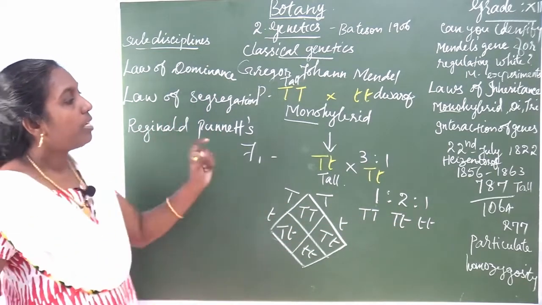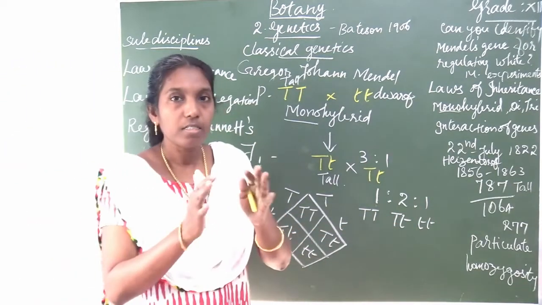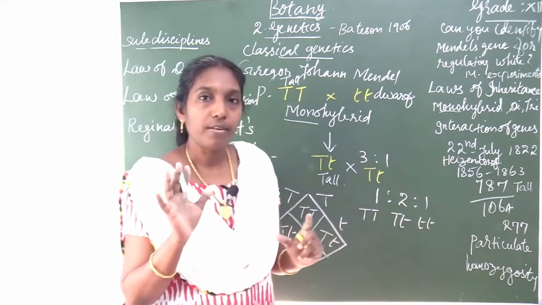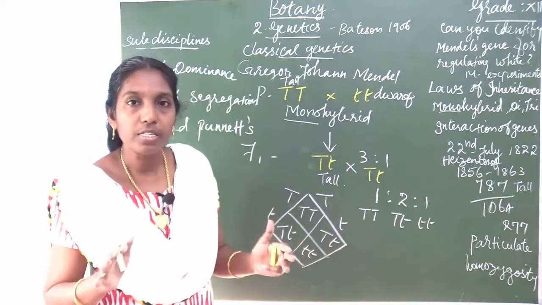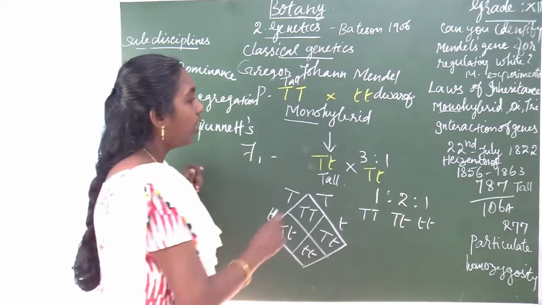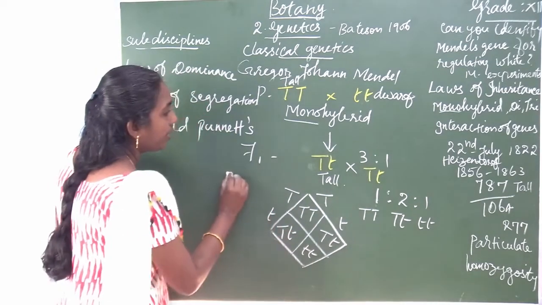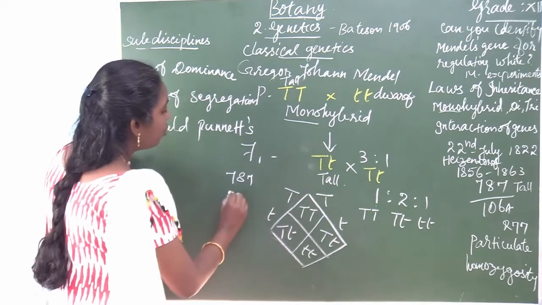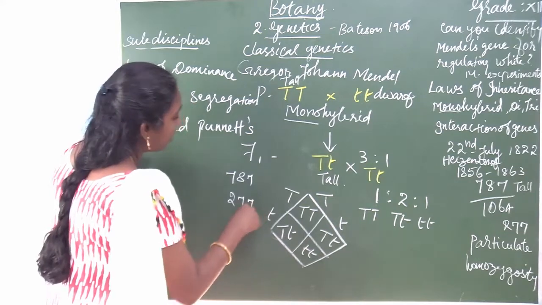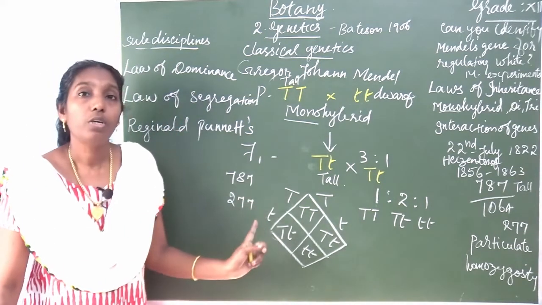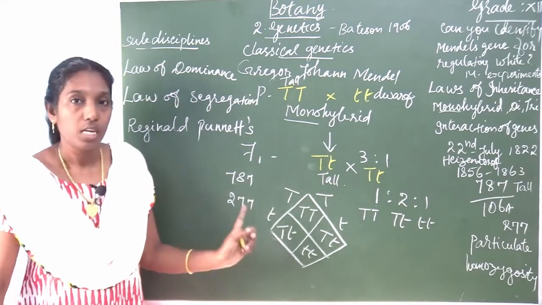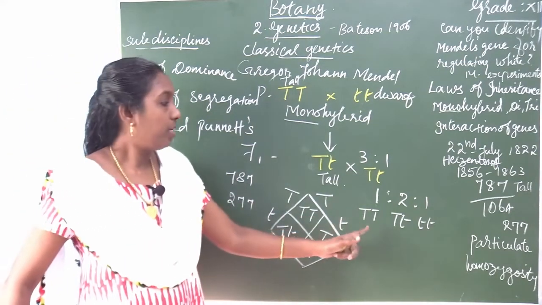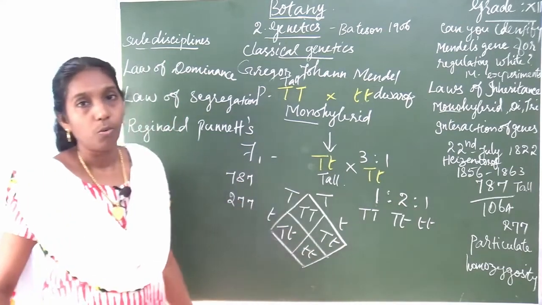So, Mendel observed it in the garden. He chose 1064 plants. Out of this 1064, there are 787 tall plants and 277 dwarf out of 1064. So, tall and dwarf will express genotypically in 1:2:1 ratio.